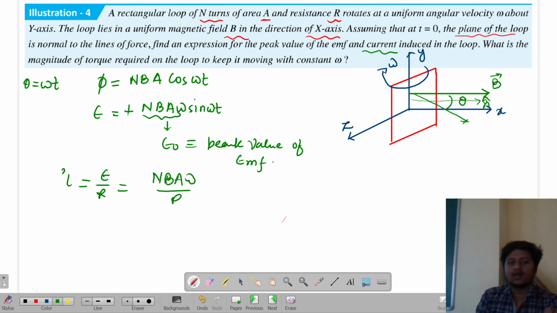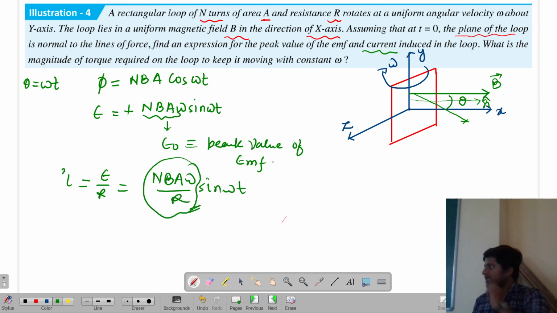NBA omega by R into sine omega t. So how much will be the maximum current value? It will be also this only, or not? Tell me yes or no. That is going to be NBA omega by R. Is that clear or not? Okay. Now what is the question that is asking?